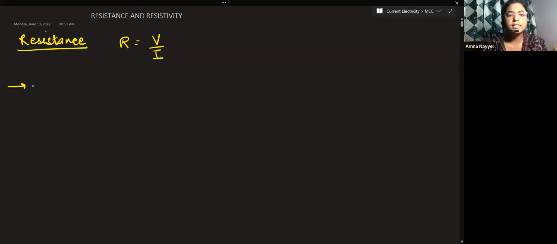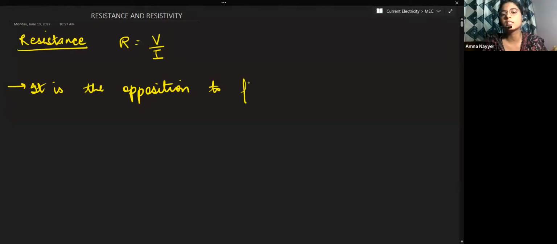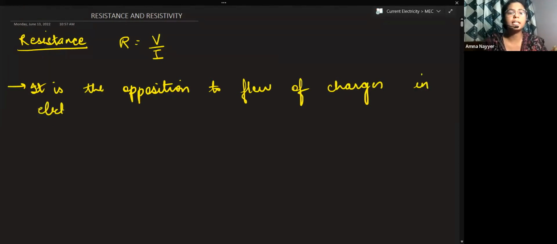I'll write down the definition as well. Resistance is the opposition to flow of charges in an electrical circuit.